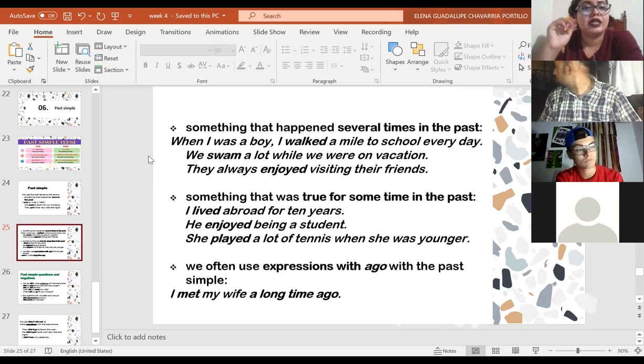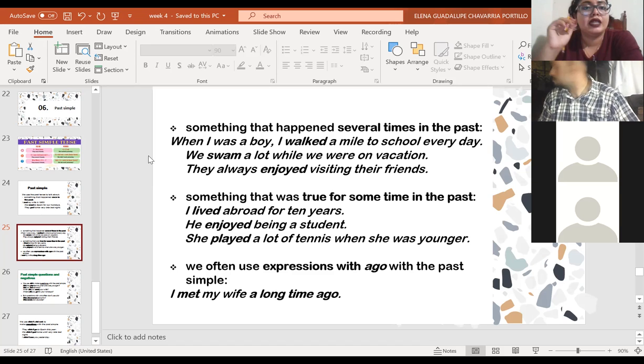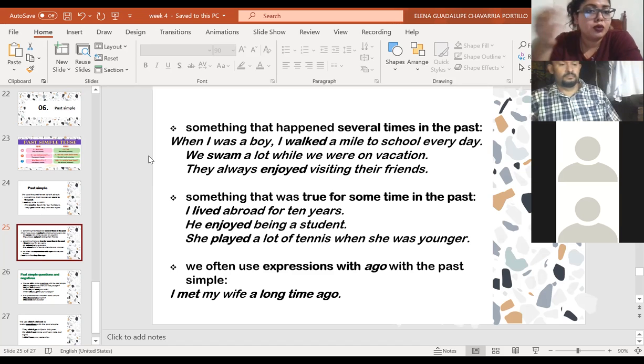Cosas que hicimos muchas veces en el pasado. When I was a boy, I walked a mile to school every day. Cuando era un chico o cuando era un niño, caminaba un kilómetro, ¿verdad? Una milla, un metro, cinco cuadras a la escuela todos los días. We swam a lot while we were on vacation. Nadamos un montón cuando estábamos en vacaciones. Ellos siempre disfrutaban visitar a sus amigos en el pasado, cosas que se hicieron en el pasado.